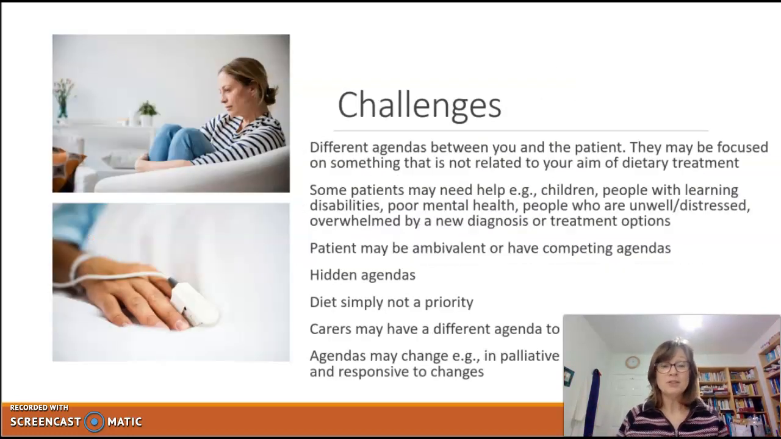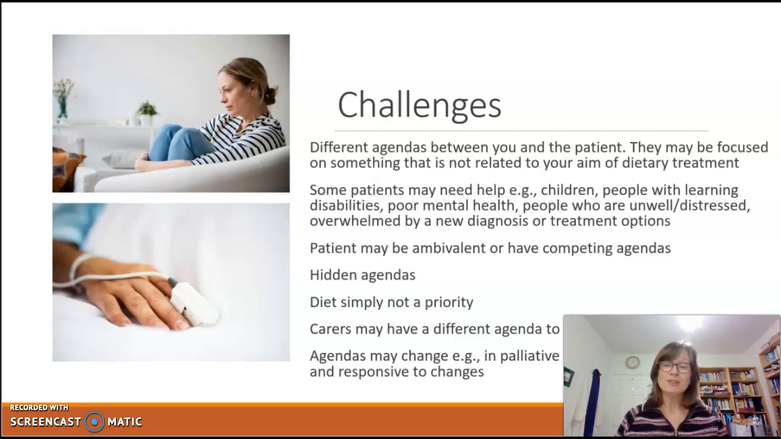So there can be some challenges with setting an agreed agenda. And firstly, the obvious one is that you have very different agendas between yourself and the patient. They may be focused on something that's actually not related to the aim of dietary treatment. They may have heard about something, read about something and think, right, that's what I need to do. But it might not actually be as helpful to them as they think it is. So there's going to have to be some explanation and some negotiation there.